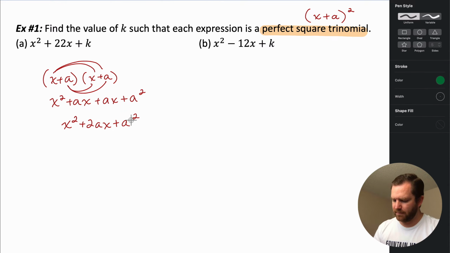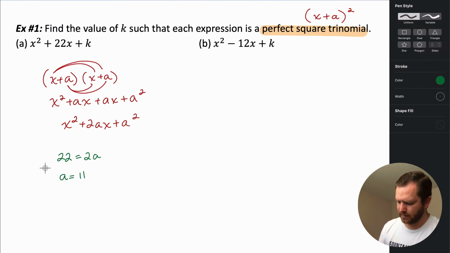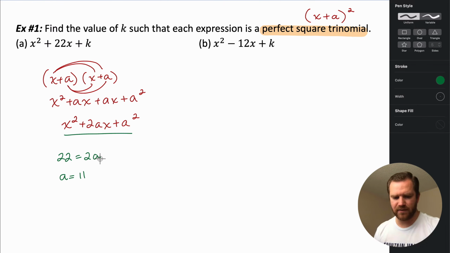Well, both the x and the x are the same, so that means that the 22 has to equal 2a. So 22 has to equal 2a, which means the value of a would have to be 11. If a is 11, then k, which is a squared, would have to be 11 squared, which is 121.